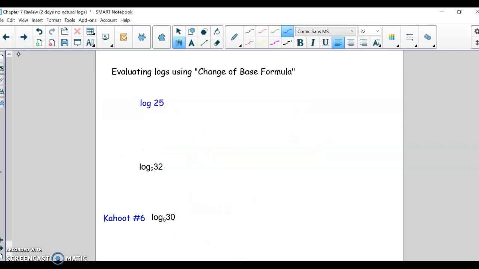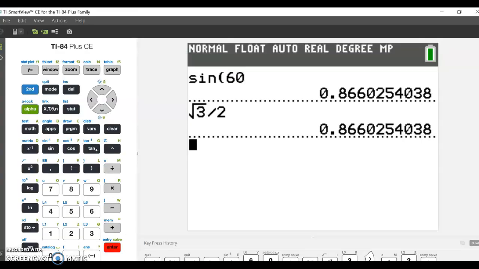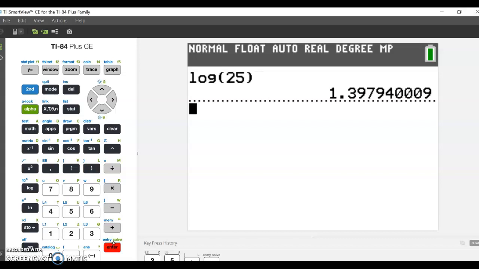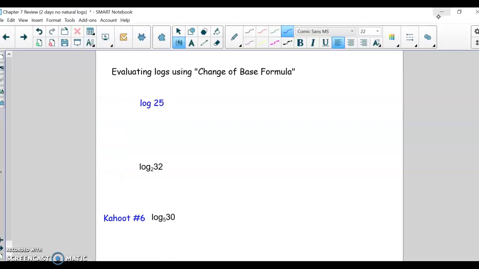Okay, one last formula: if you have a base 10 log and need to do it on your calculator, you can just type that. So I can just type my log button, log of 25. It's base 10, so what's the exponent for 10 that'll give us 25? That exponent is about 1.4. So this one's kind of easy to evaluate.